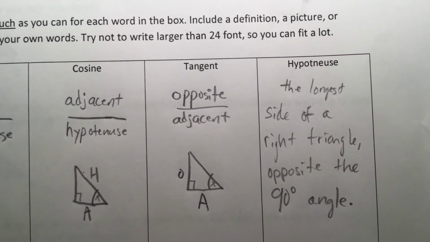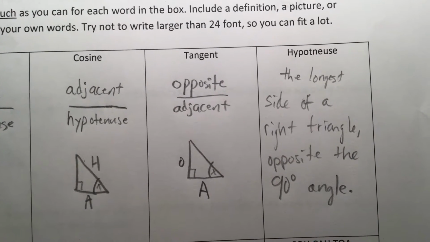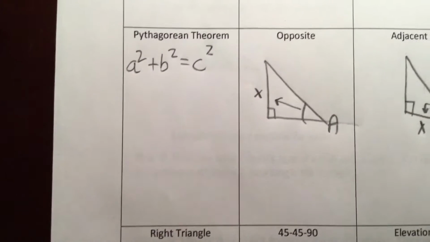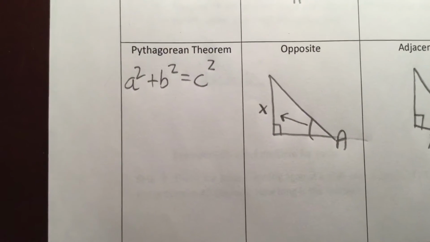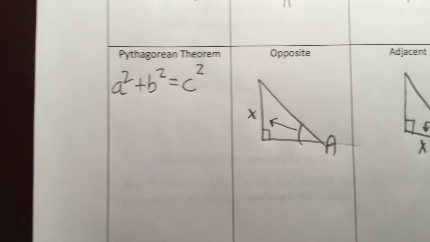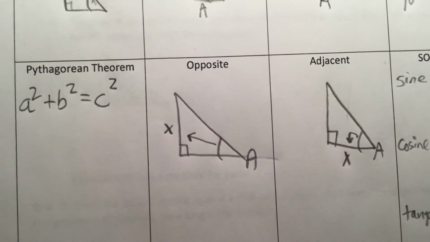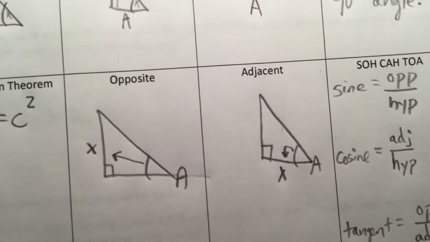Again, the hypotenuse is the longest side of a right triangle, opposite the 90 degree angle. Pythagorean theorem: a squared plus b squared equals c squared, where c is the length of the hypotenuse. The opposite side is across from the angle. The adjacent side is next to it.